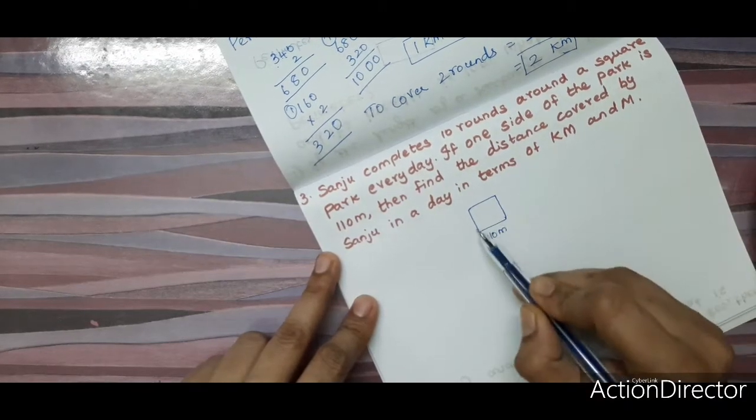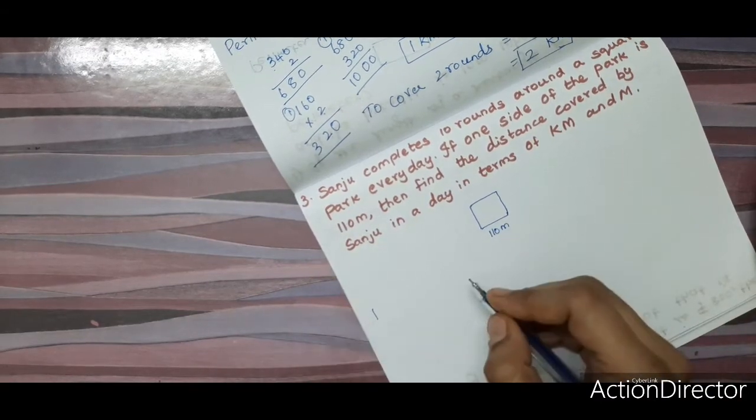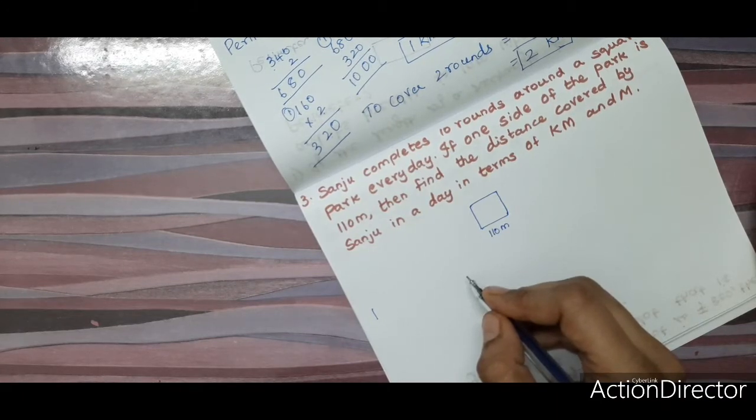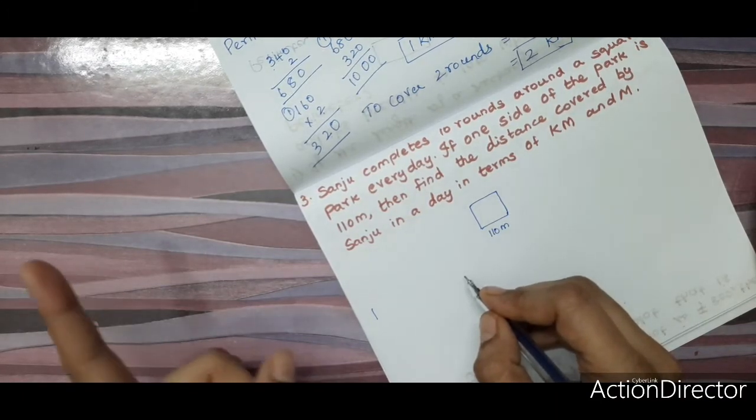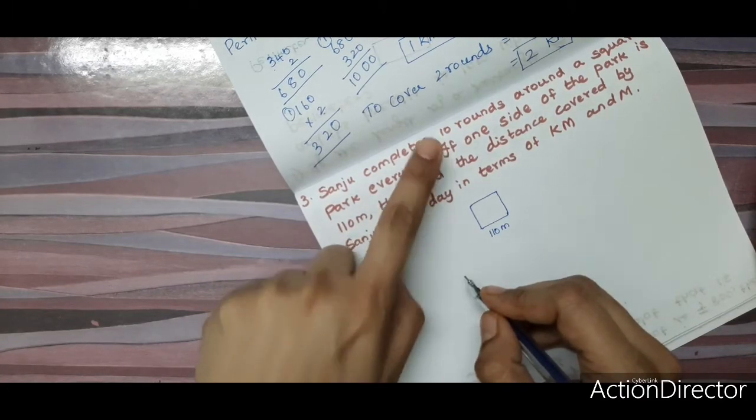So this is the square. We are going to find the perimeter of the square. First we are going to calculate for one round. For one round, how many kilometers, we are going to calculate. After that we are going to multiply that answer by 10 to calculate for 10 rounds.